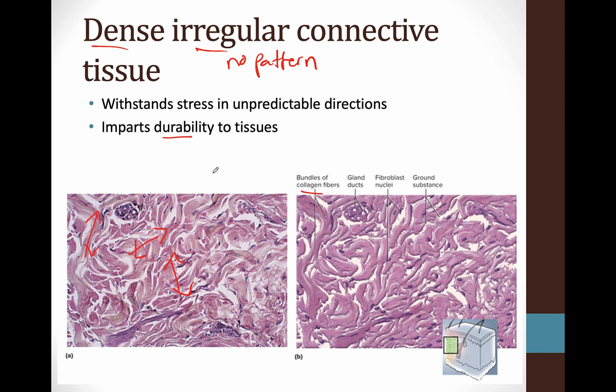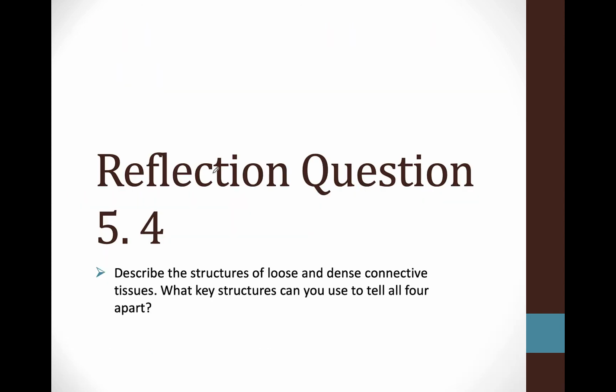This is going to be found in deep parts of the dermis, so under the epidermis, and capsules around organs like the liver and the kidneys. And it forms these very tough sheaths to kind of encapsulate those organs and protect them from any stress outside of the organ. Take a moment and reflect on the loose and dense connective tissues. Try to write out what kind of physical characteristics would you be able to use to tell these apart from each other.